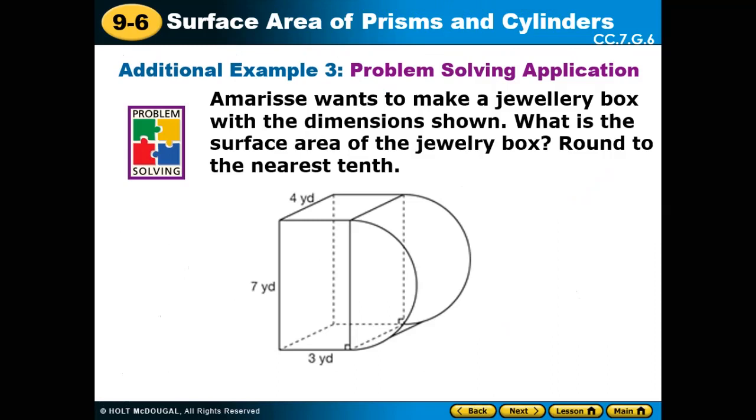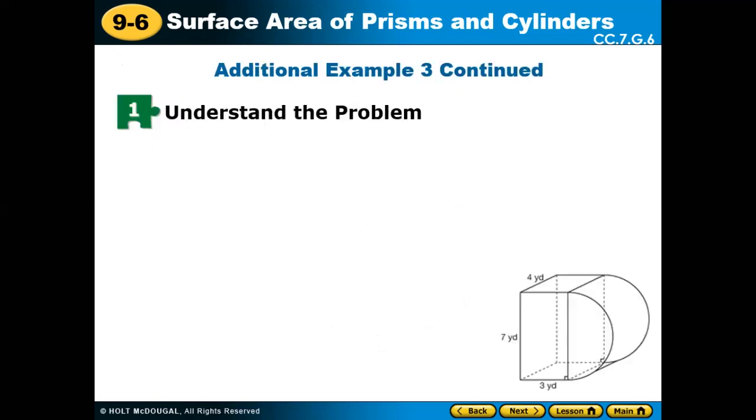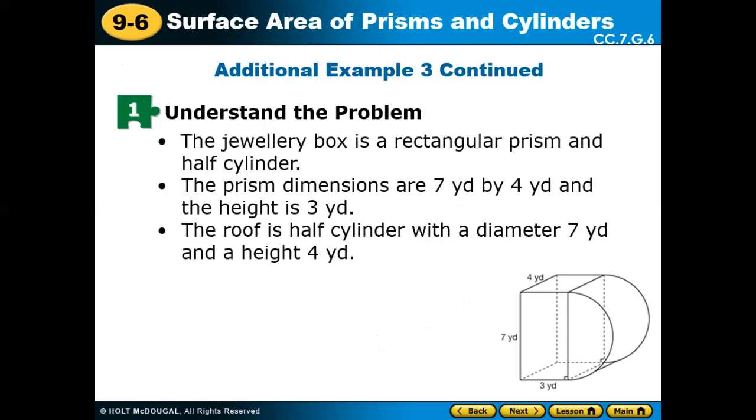Here we have a composite shape, as we can see. A mirror wants to make a jewelry box with the dimensions shown here. What is the surface area of that box, rounded to the nearest tenth? Let's start with the first step, understand the problem. The jewelry box is a rectangular prism and a half cylinder. The prism dimensions are 7, 4, and 3 yards.